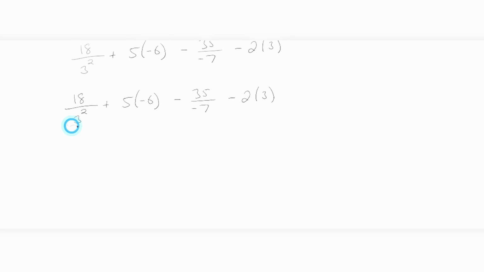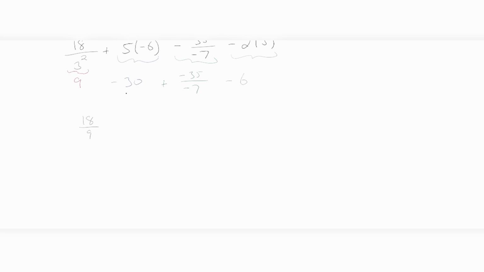Here, 3 squared, I know that's a 9. 5 times negative 6, I know that's a negative 30. Negative 35 over negative 7, I can write as positive. And negative 2 times 3, I know that's a negative 6. So that becomes 18 over 9 minus 30 plus negative 35 over negative 7 minus 6.